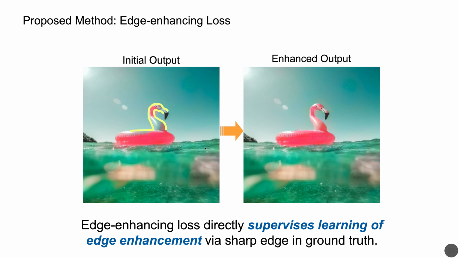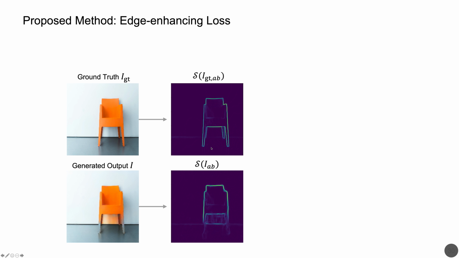Firstly, we have the generated output by the edge enhancing network. And then, we extract the edges of it as well as the ground truth by applying the differentiable edge extracting filter called Sobel filter to the color channels of them.